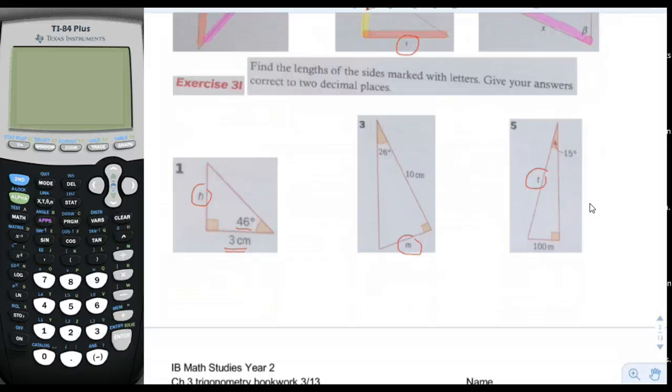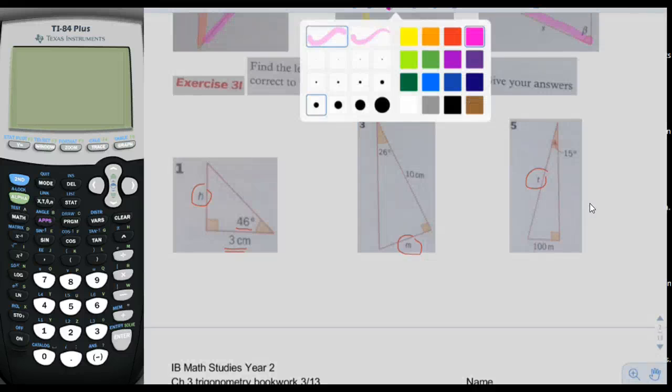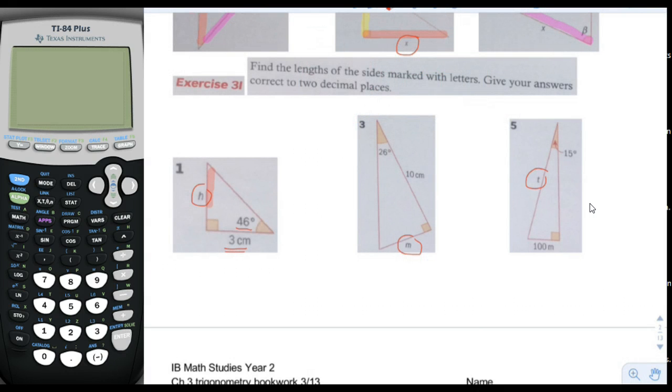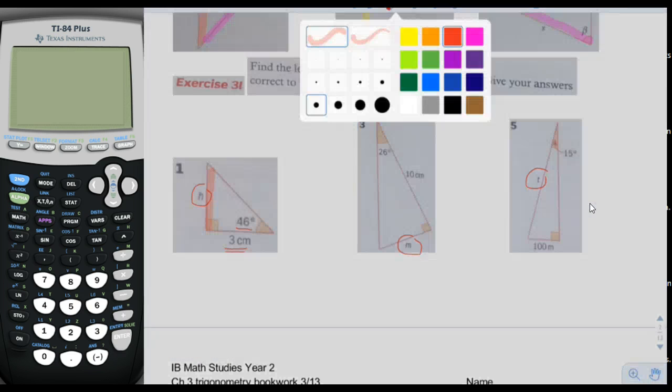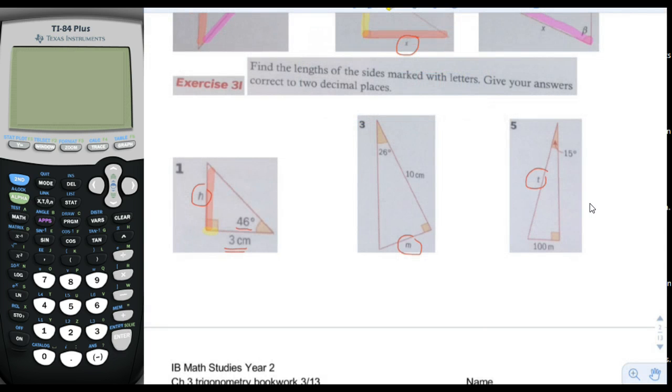First of all, we're going to try to make a relationship between the known things here. One of the things we know is the opposite, because it's opposite from that angle. The other thing we know is the adjacent. If we know the opposite and adjacent, then we could make a ratio, opposite over adjacent, which happens to be the tangent function. So we can say that the tangent of 46 degrees is equal to the opposite, which is h, over the adjacent, which is 3 centimeters.